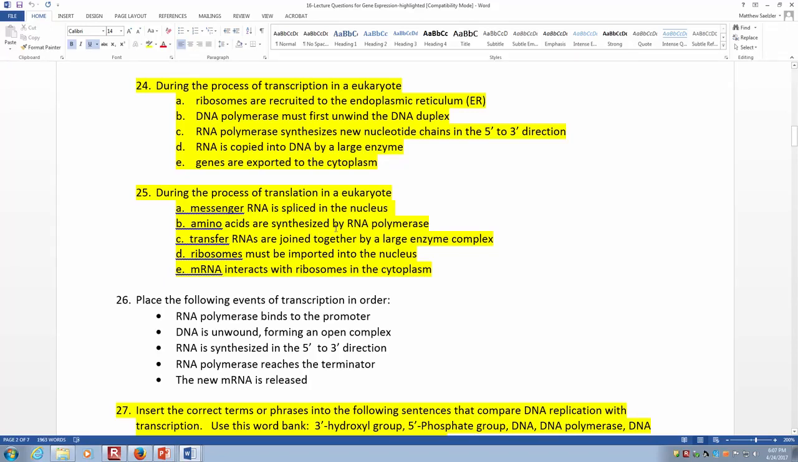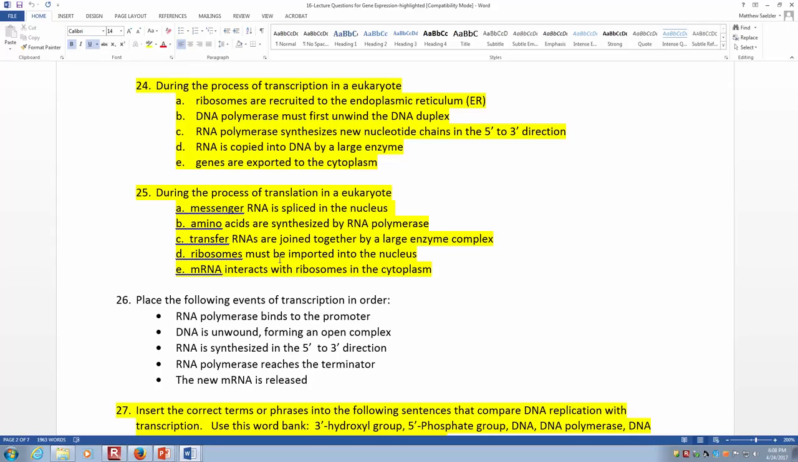B is incorrect because we never talked about how amino acids are synthesized. RNA polymerase is the enzyme that synthesizes RNA during transcription. And then C, transfer RNAs are joined together by a large enzyme complex, so you don't ever join together transfer RNAs during translation.